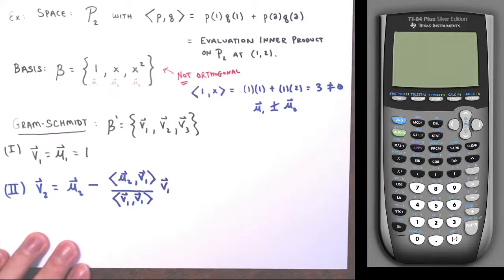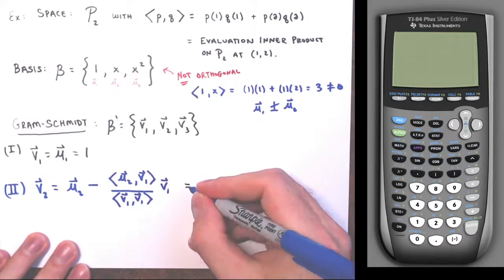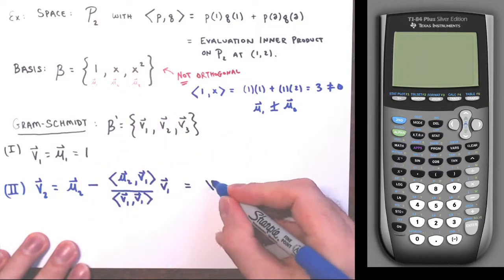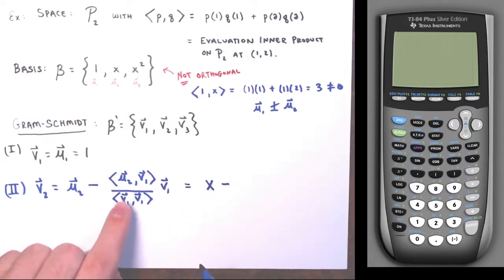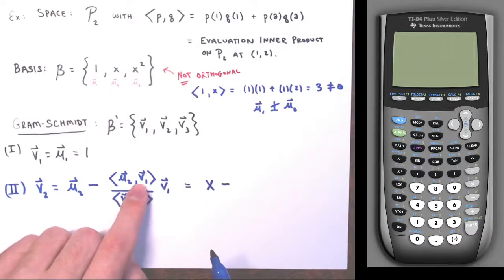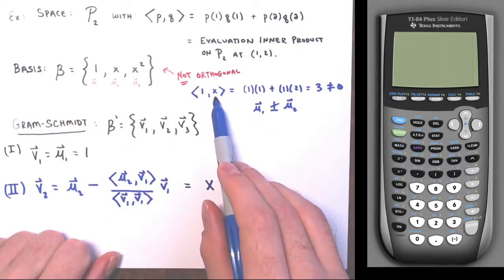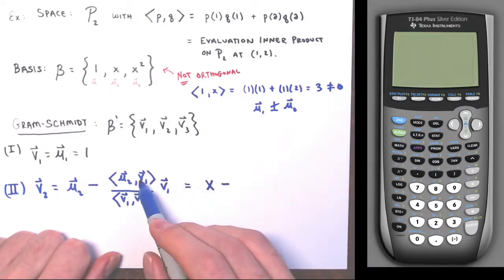There's only the 1 before it. All right, so what is this? u2 is the polynomial x minus, and then what are these inner products here? Now, what's the inner product of u2 with v1, which I already found? Remember, u2 is x, v1 is 1. That's 3. So the numerator is 3.